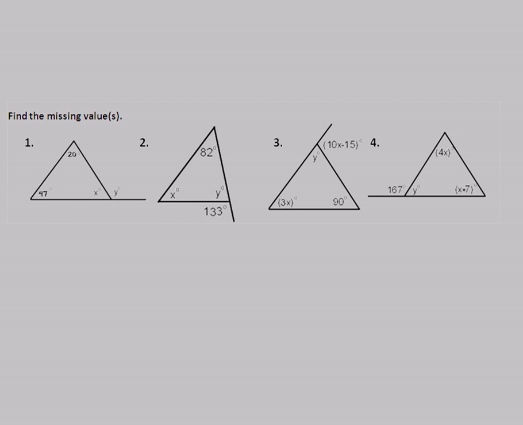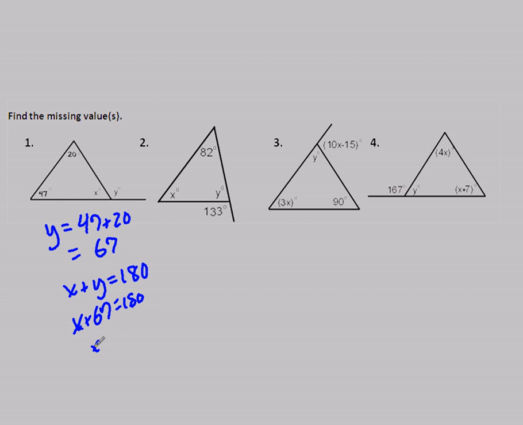In number 1, with the exterior angle, we can immediately say that y is the exterior angle. It must equal the sum of the two remote interior angles. So y must equal 67, and then y and x form a linear pair. That means x plus y must equal 180, and that's why in the end I can then say x plus 67 equals 180. Solve for x, and I should get x equals 113 degrees for number 1.